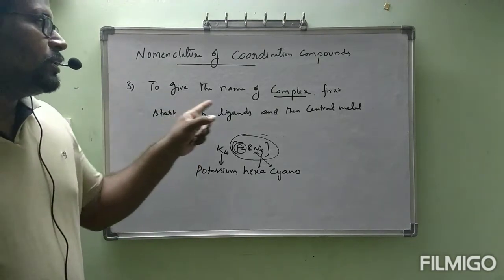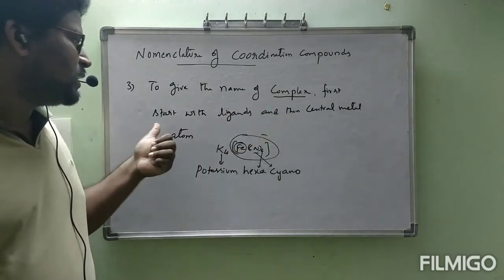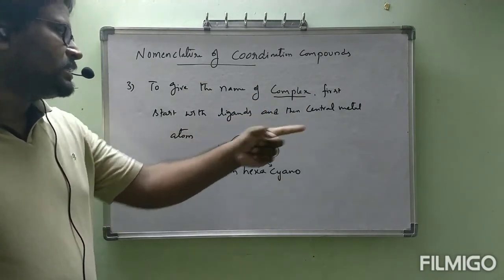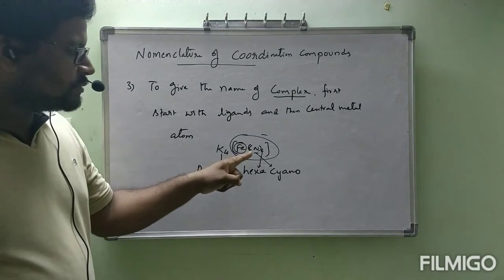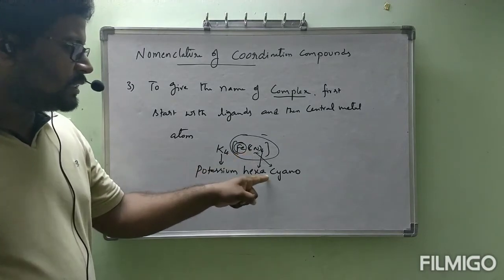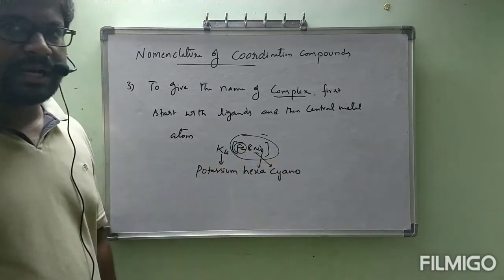Third one, to give the name of the complex, first start with ligands and then central metal atom. So first we have to give ligands, then we have to go for the central metal atom.